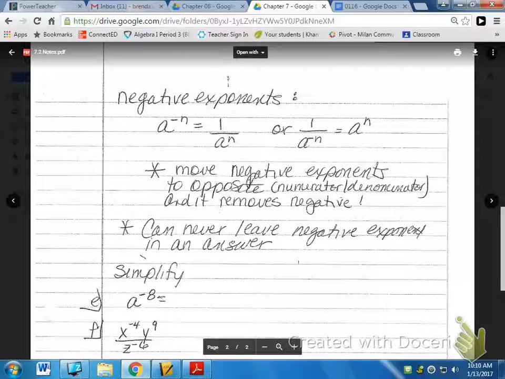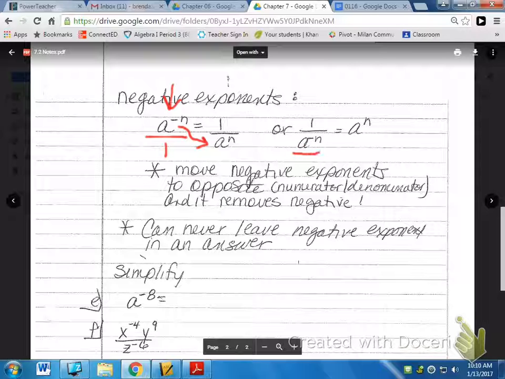So if it's in a numerator, like this one right here, you see it? It's just sitting there, right? Anything that's just sitting there like that, it's not a fraction, it's automatically over 1, just like any number, and you guys know that. So that means this thing right here is in a numerator. To get rid of the negative exponent, you just take it to a denominator. The base stays the same, the exponent just becomes positive.